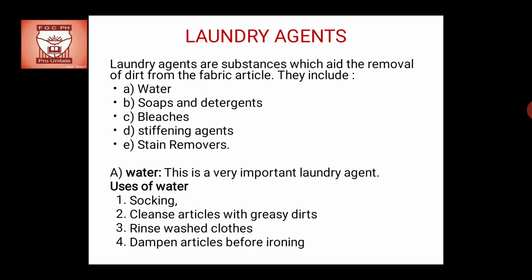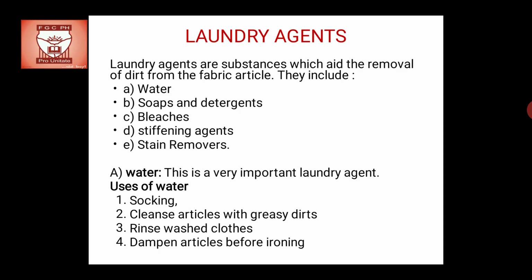Now, we also have laundry agents, the things that can help us in laundry. Laundry agents are the things or substances which aid or help the removal of dirt from the fabric article. The first one we have is water. Second is soaps and detergents. Third is bleaches. Fourth is stiffening agents. And fifth is stain removers. Now let's look at them one after the other.